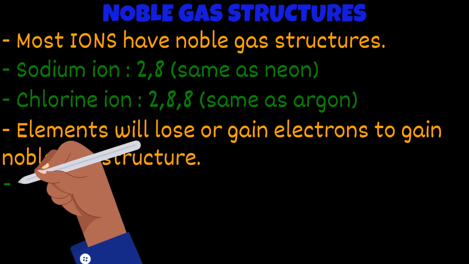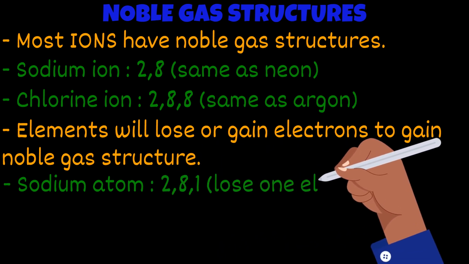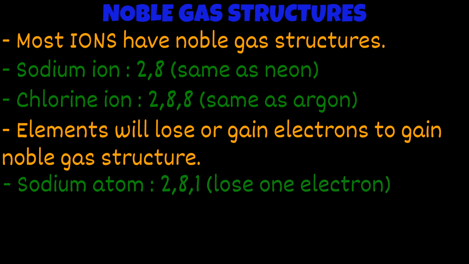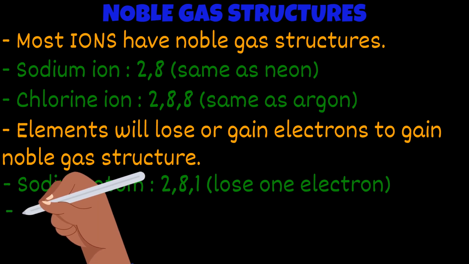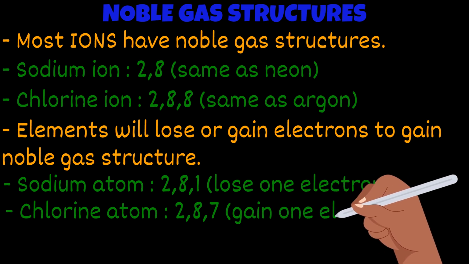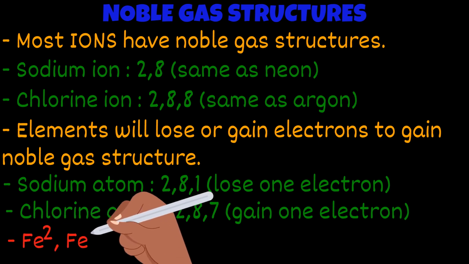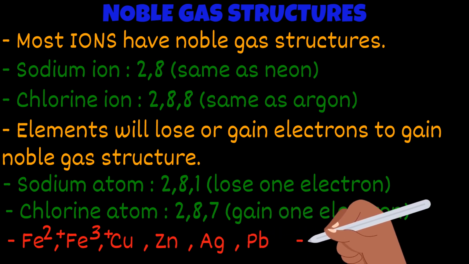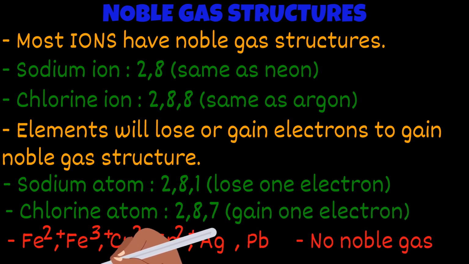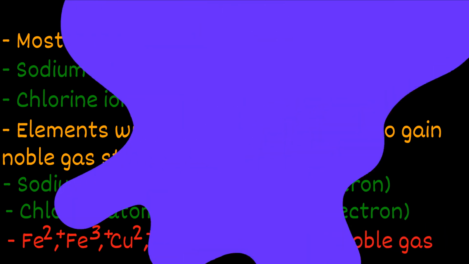So sodium atom has an electronic configuration of 2,8,1. So it has to lose one electron to have a noble gas structure. But chlorine, which has an electronic configuration of 2,8,7, has to gain an electron to have a noble gas structure. However, several other ions that you will encounter in your exams, such as Fe2+, Fe3+, Cu2+, Zn2+, Ag+, and Pb2+, do not have noble gas structures.